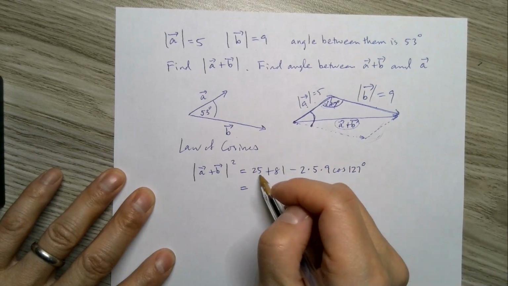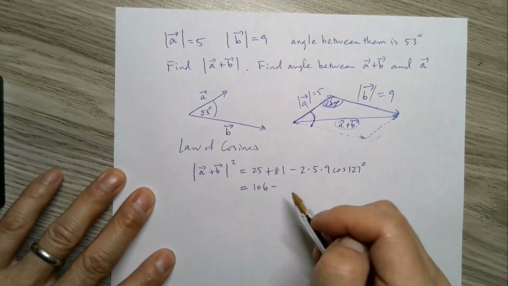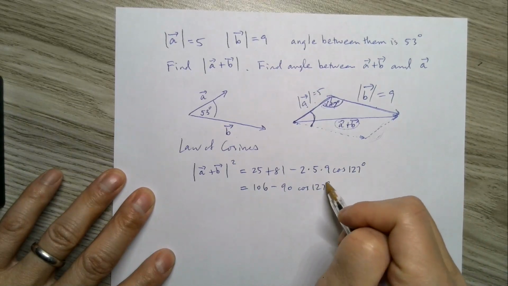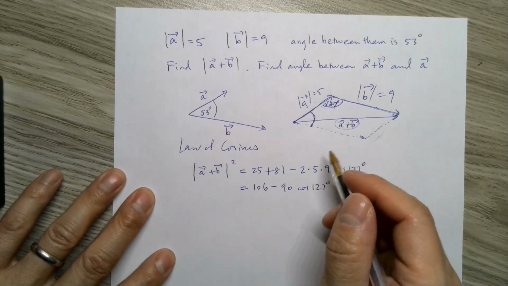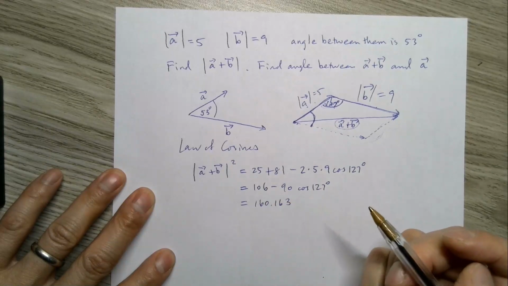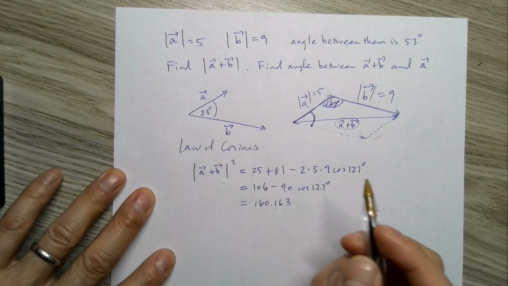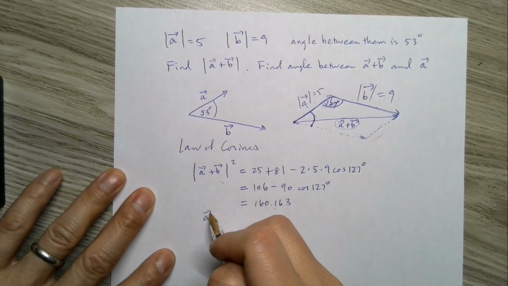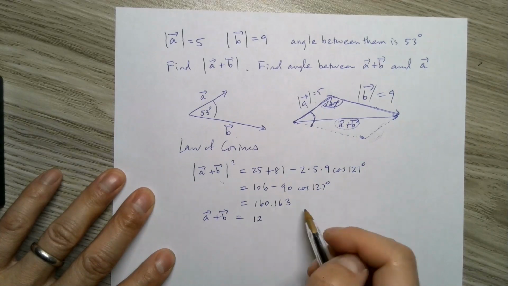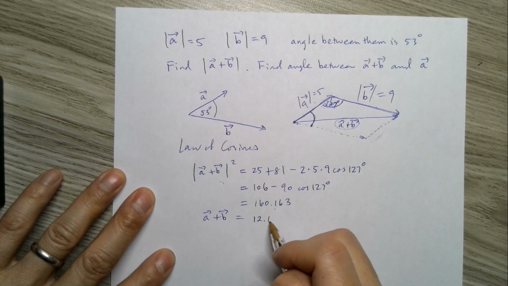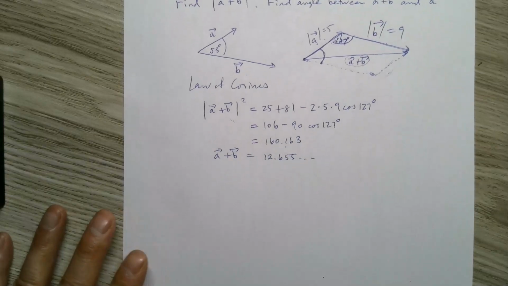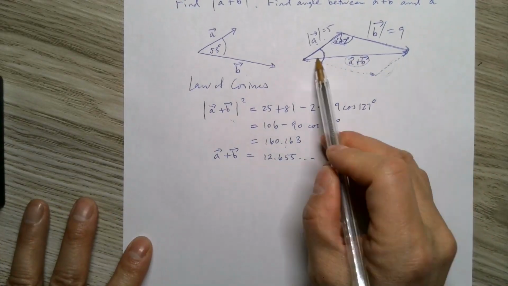Okay, so that's 106 minus 90 cosine 127, and that's going to get me to 160.13, and that's the square of that. So A plus B will be the square root of that, which is, and you would have to use a calculator for this part, 12.655, etc. So that is the magnitude, or the length of this vector.